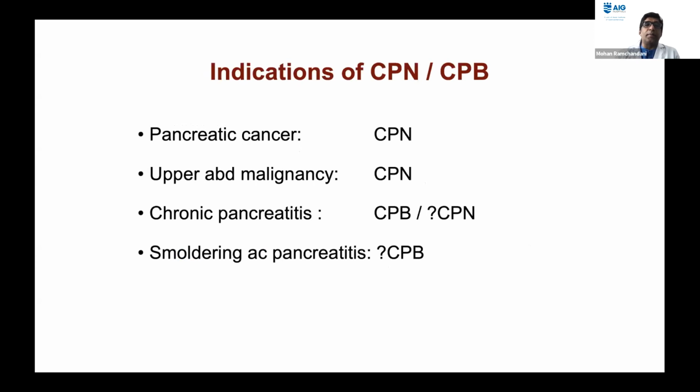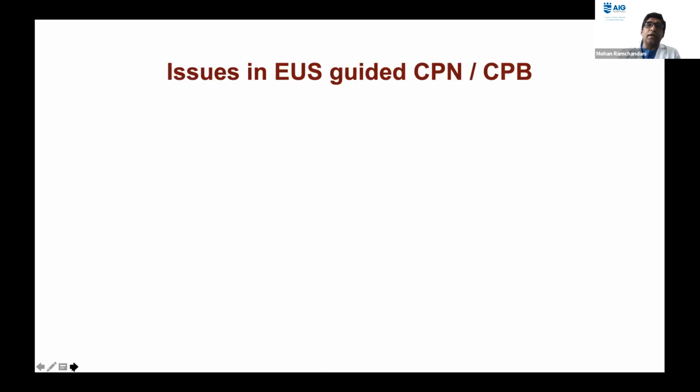So as I told, malignant disease like pancreatic cancers will be treated by neurolysis, while patients who have chronic pancreatitis should be offered blocks. Those patients who have other abdominal malignancy, I think Praveer is here and he has published a very good paper on gallbladder malignancy. They also found a very good response to celiac plexus neurolysis apart from pancreatic malignancy. We also have patients who have smoldering acute pancreatitis, recurrent pancreatitis. They need to be treated by CPB.